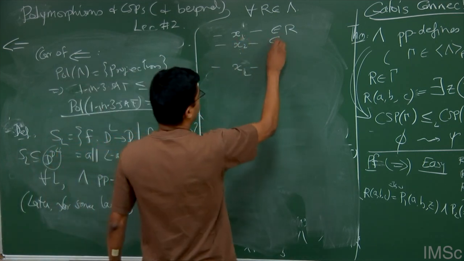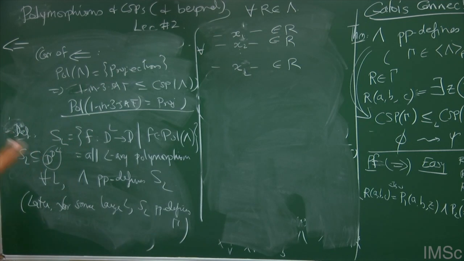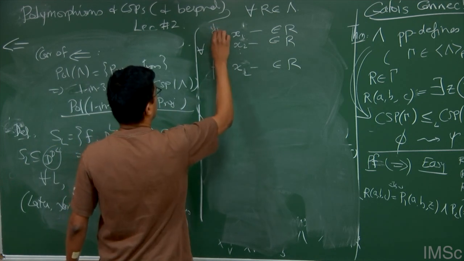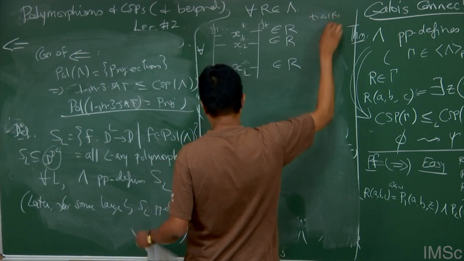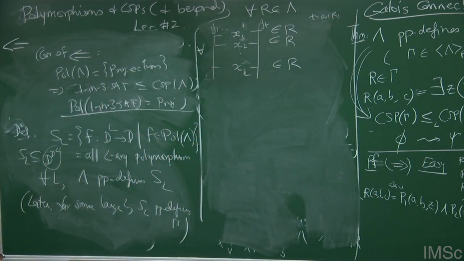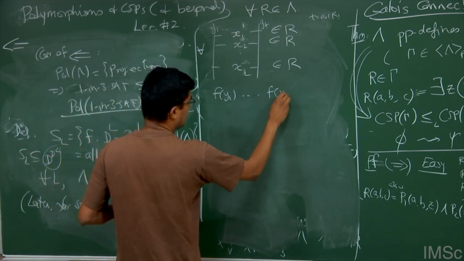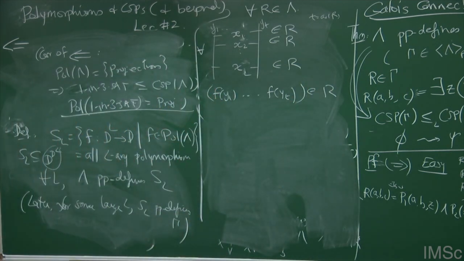For each one of these relations, you take all of these things and you literally write down the property that F must be a polymorphism. Namely, if you apply F column-wise, let's call the columns y1 to yt, where t is the arity of R. Then the property we want is that F of y1, ..., F of yt is in R. And that's it. That's going to be the PP definition.